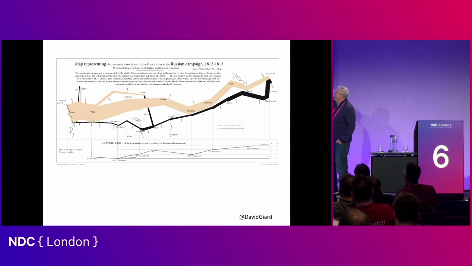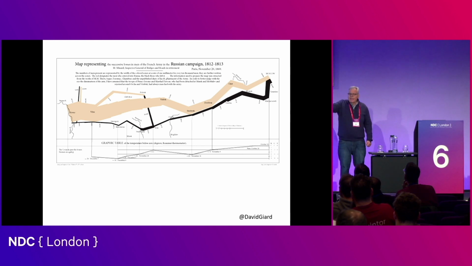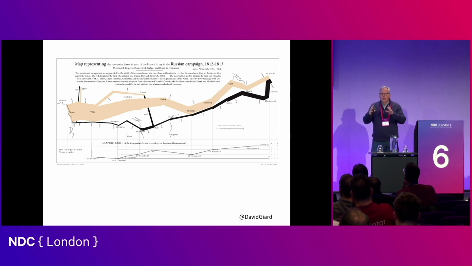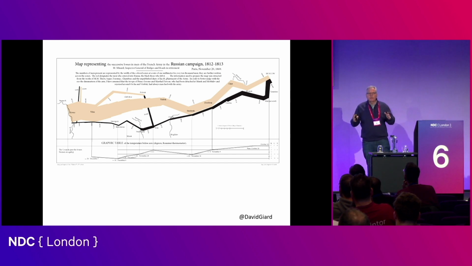The tan line at the top is the route that Napoleon and his men took when they left Poland, entered Russia, and then advanced toward Moscow on the far right side. And the black line below is their retreat as they went back into Poland and returned to the rest of Europe. The width of those lines is proportional to the number of troops that he had at each point.